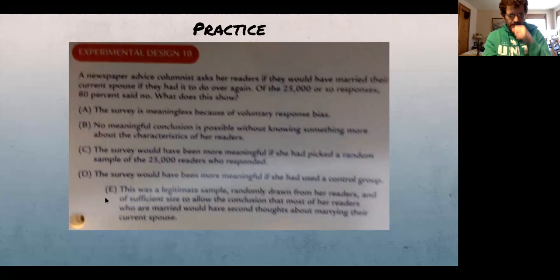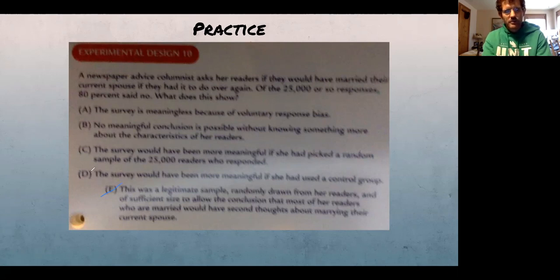So let's just start at the bottom. This was a legitimate sample. Well, I'm going to spoil it for you. No, it was not a legitimate sample. So we have to think of who the population is. And the population, without getting any other information, is probably trying to say this is true of the population at large, whatever, we'll assume the United States.